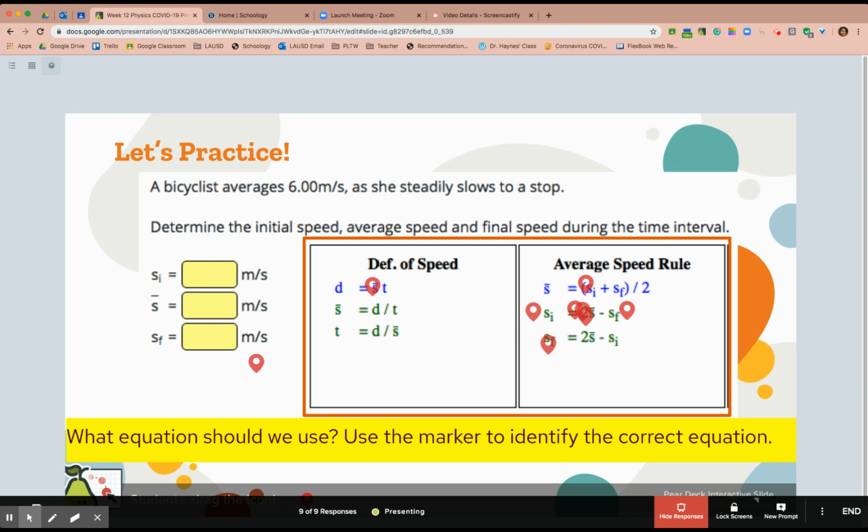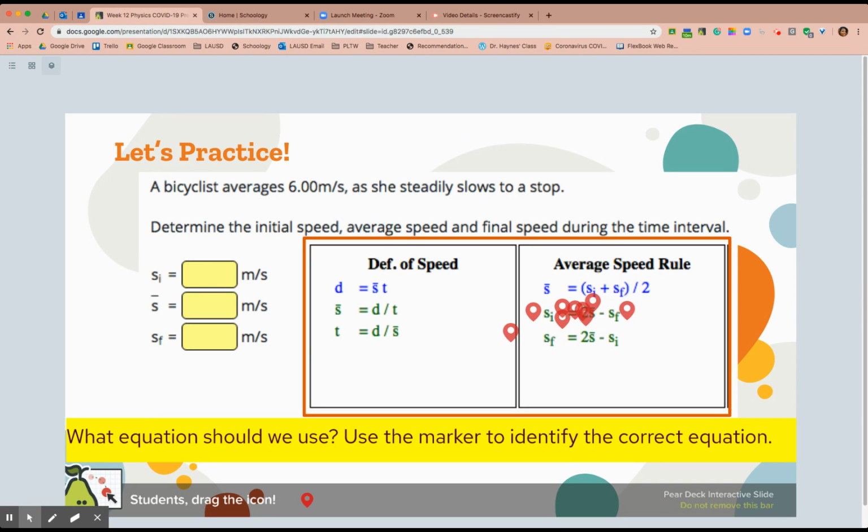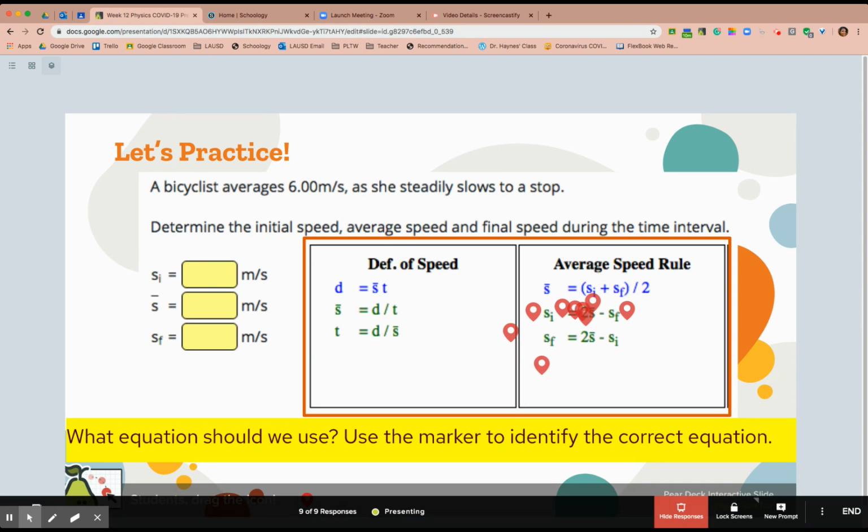Okay, so we still have some people wandering around, but most of you are around here. And this is right, this equation with S sub I as the subject. We don't know the initial speed, so we will use this equation because we do know the final speed and we do know the average speed. We'll plug the average speed in and we'll plug in the final speed to find out the initial speed. This process is what you're going to do for every question. First, you figure out what you know, and then you figure out what equation to use, and then you use that equation to find your answer.